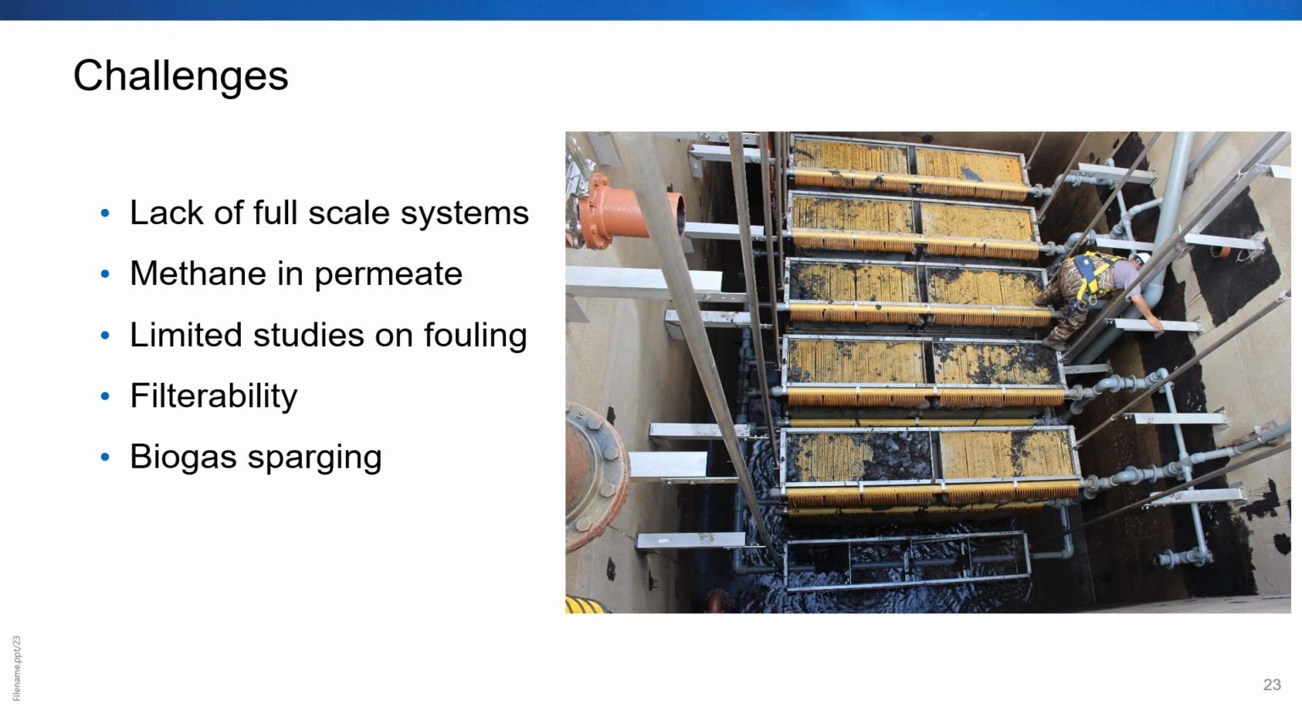And then the biogas sparging, that is a usage of the gas that you're trying to produce. So depending on the type of membranes, what kind of fouling you might have, and the flux rate you're running at, how much biogas do you really need to use, and then how much of that are you cannibalizing from what you're trying to use to produce power, energy, and money.